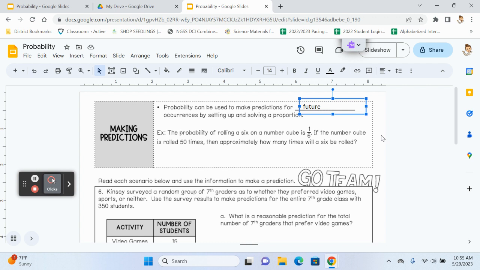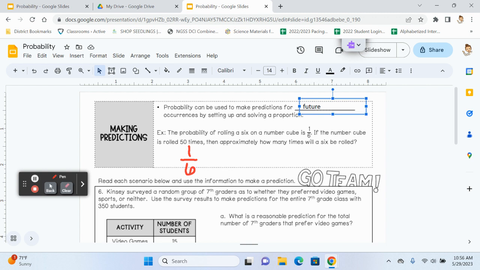All right, I'm not going to use the typing feature for this because I need to show you the math. So let's go ahead and do it this way. We want the probability of rolling a 6, which is 1 out of 6. So I'm going to do my 1 out of 6. You're going to do this too.